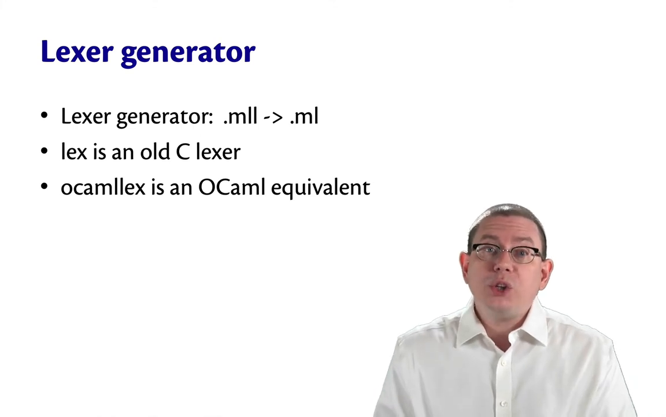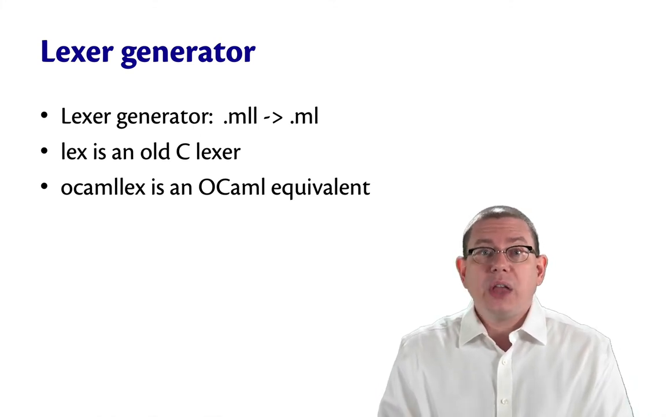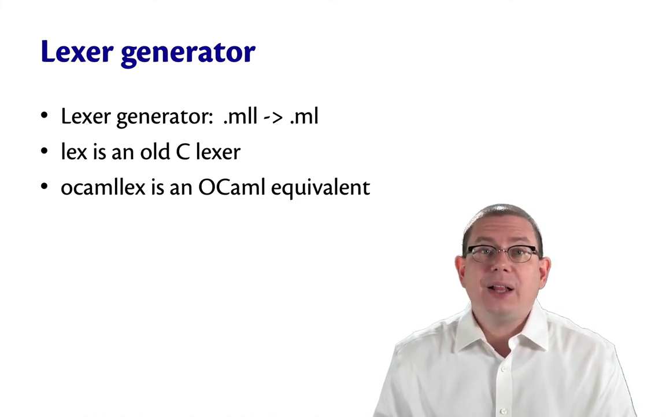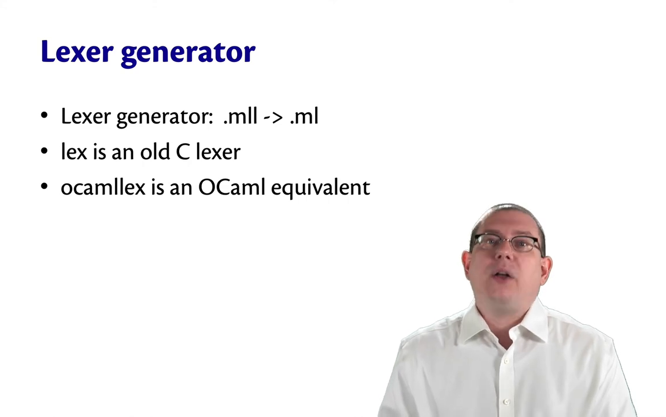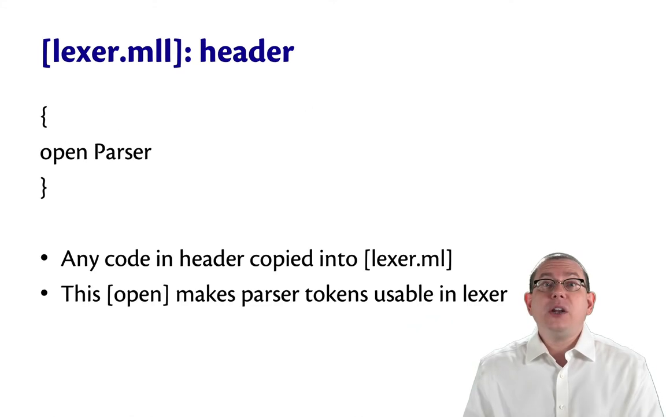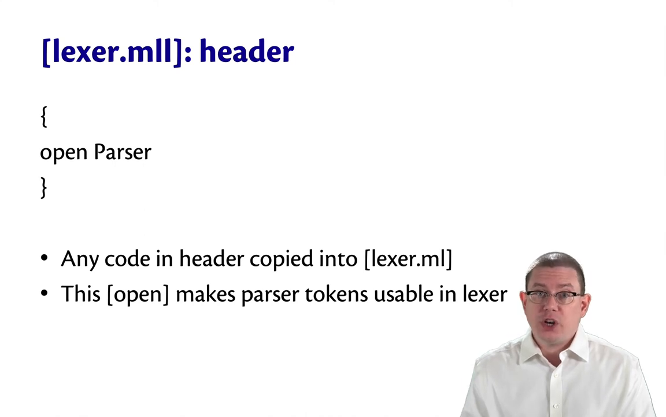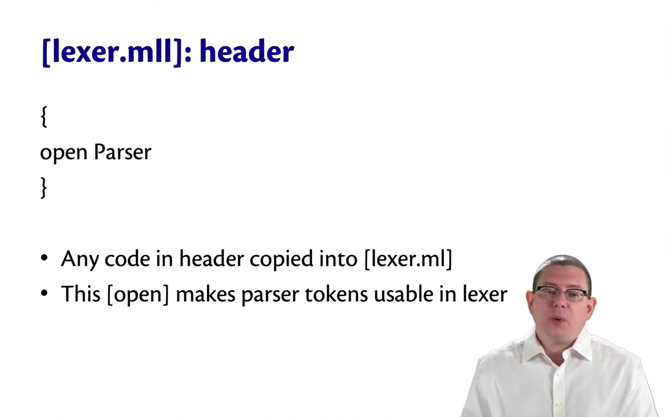Now there's an old lexer generator from C called lex. We are using OCamllex, which is an OCaml equivalent of that. So the extra L at the end of .mll there stands for lex. In our lexer.mll file, we had a header, which just had open parser in it. That's actually literally OCaml code that will get copied into the generated file. The open there was a convenience to make our parser tokens available in the lexer.